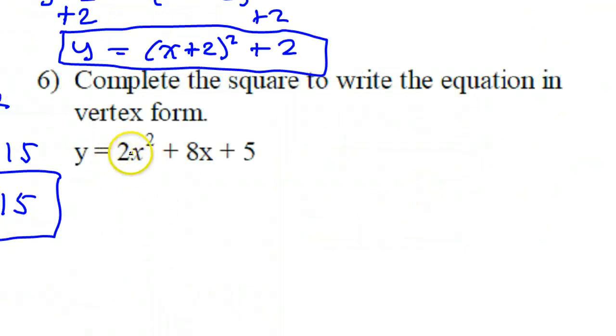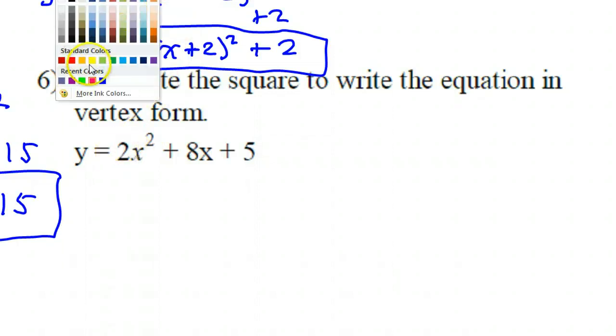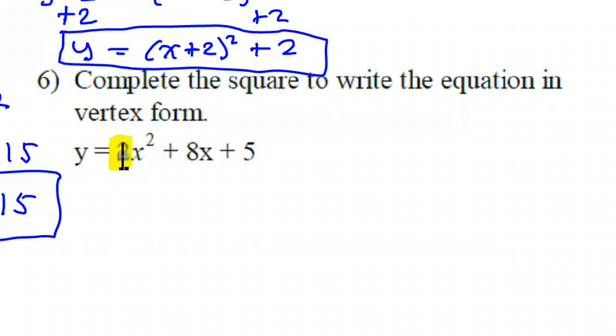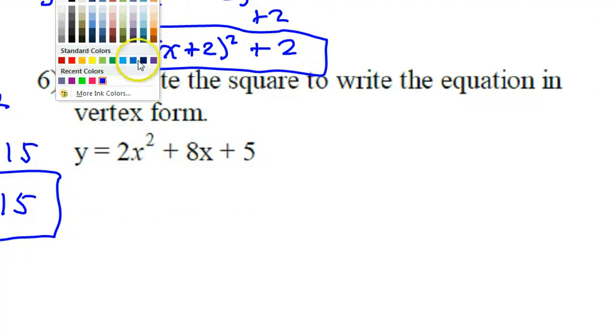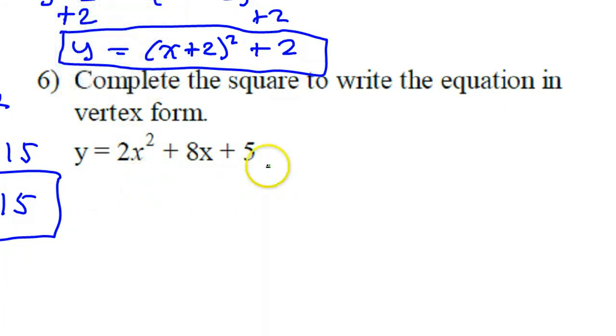Alright, you have to be really careful with this one. The last two problems did not have a leading coefficient other than 1. See how this has a 2 here? That's going to make problem number 6 considerably more complicated. So, buckle up, campers. I think I'll do this one in purple just to make it stand out more.